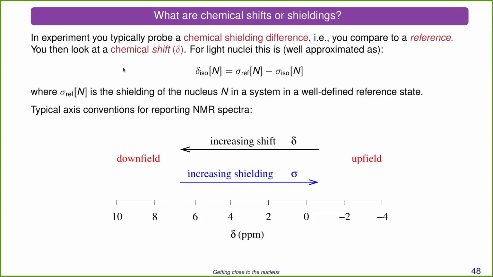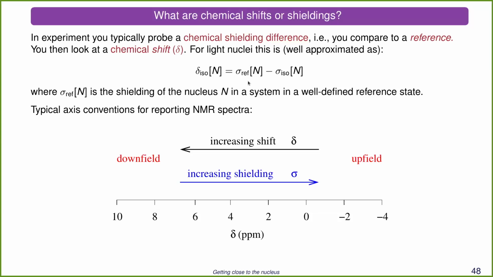And that relates to the experiment. In an experiment, you don't measure this absolute thing like the shielding, but you measure the difference between the shieldings in 2 systems. You look at the system you're interested in and you compare it to a reference, some system in a very well defined state, of which you know everything, have everything under control. And then you look at the difference between the shieldings in those 2. And that is the chemical shift. And that is in this formula over here.